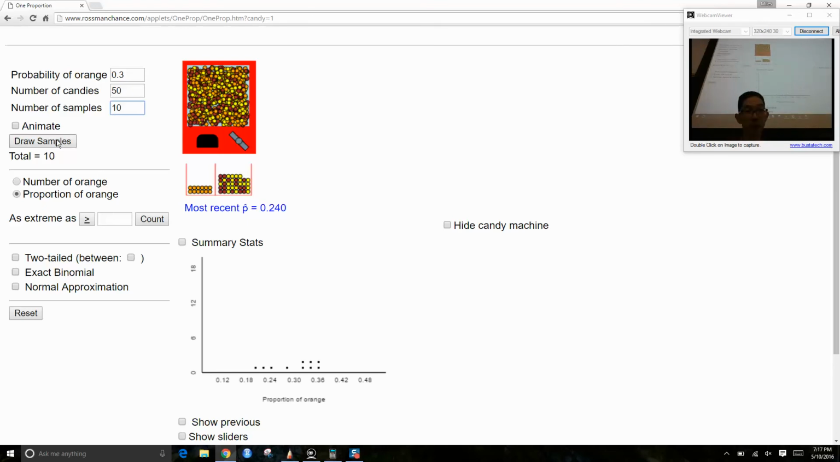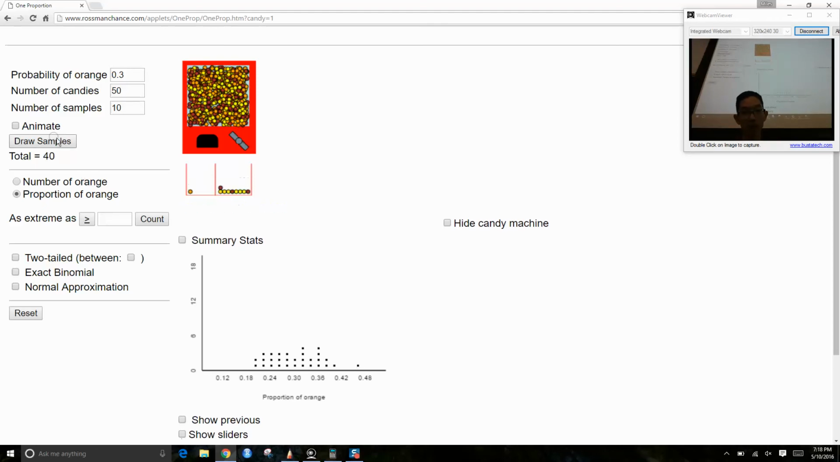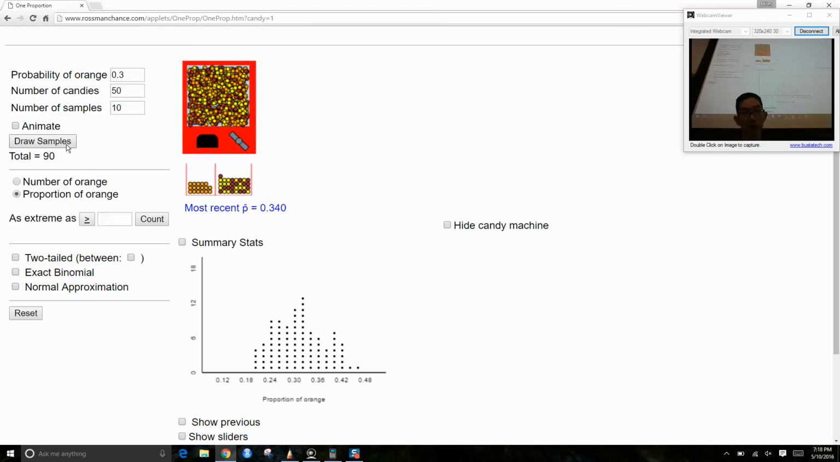After another 10 dots, we have a total of 20 dots in our dot plot. We see certain values are appearing a little bit more commonly. After 100 simulations, we see certain values, 30, 32%. These show up quite often. A lot of these are showing up quite a bit. We're not getting very many values out here.